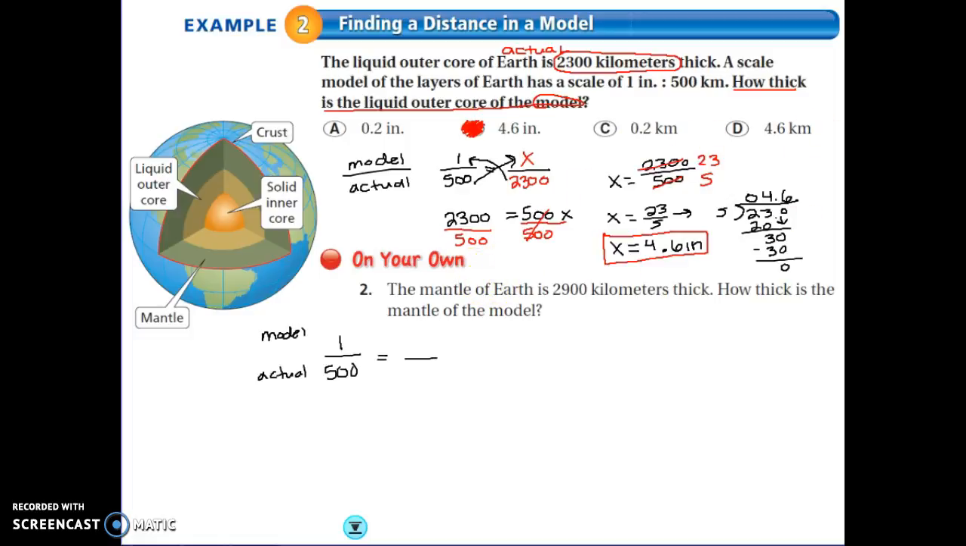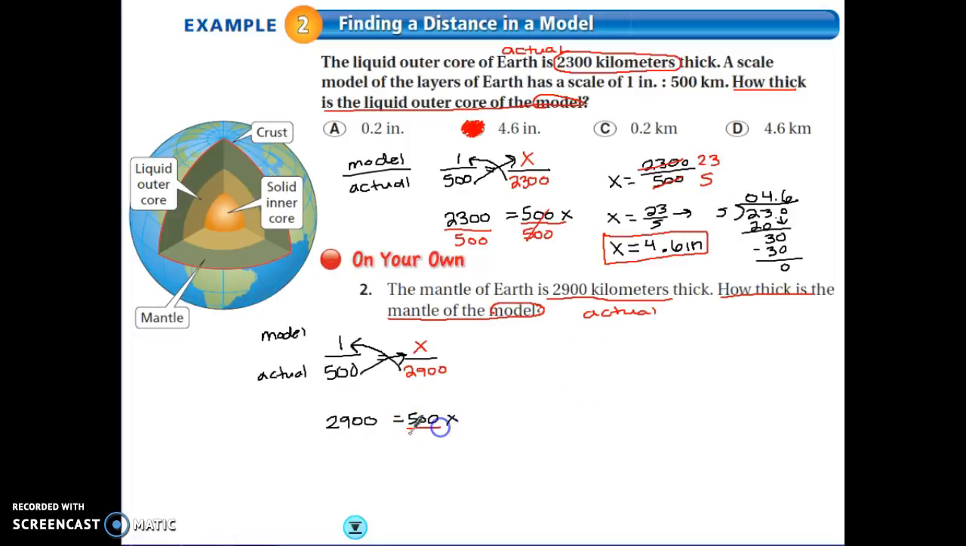The mantle of the Earth is 2,900 kilometers. That is an actual measurement. So that tells me that my denominator is going to be 2,900. We want to know how thick is the mantle of the model. So we do not know the numerator since that represents the model. Now that I have my proportion, I cross multiply. 2,900 times 1 is 2,900. And that's equal to 500 times x.